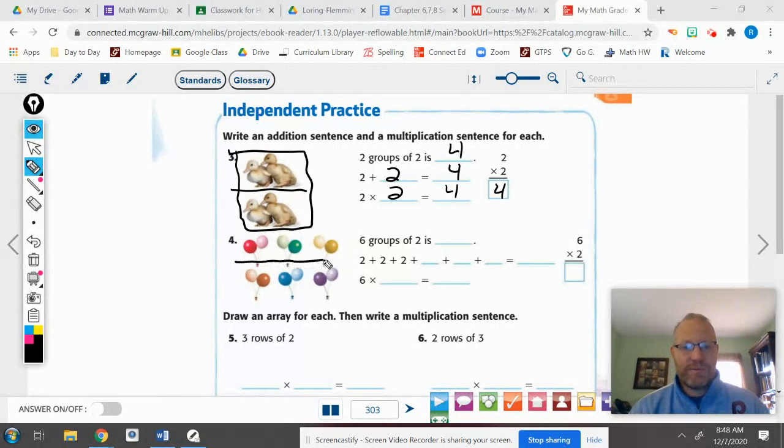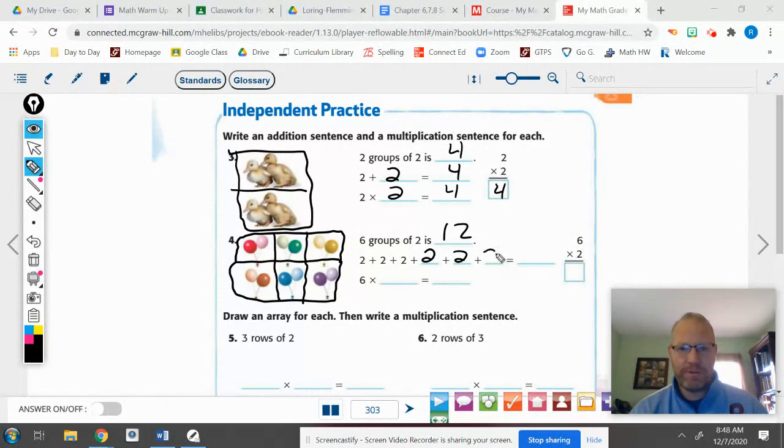Now we have 6 groups. It looks like one big group, but it's not. They're in groups of 2. So we have 6 groups of 2. 6 groups of 2 is 12. 2 plus 2 plus 2 plus 2 plus 2 plus 2 equals 12. 6 times 2 is 12. As you can see, they're showing you now that we can stack our numbers rather than doing sentences straight across. We can stack them because we're going to start training ourselves to do this for the future because they will get a little harder.